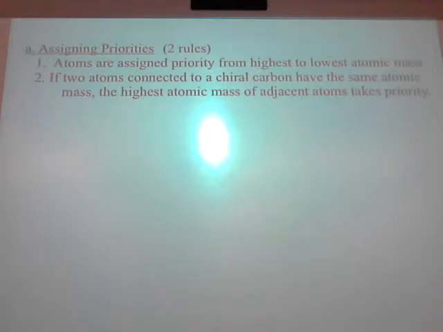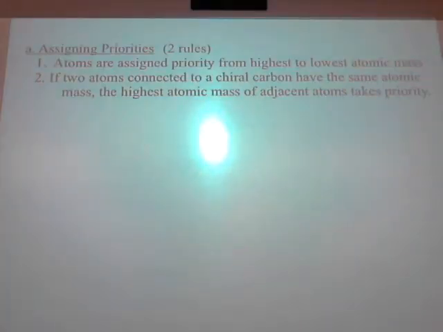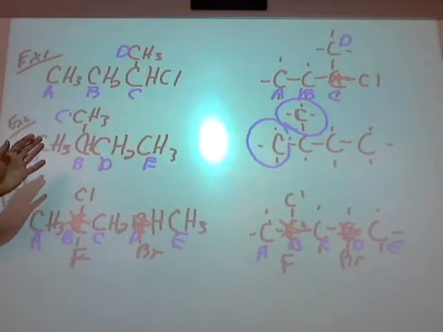So guess what? It's time to go back to those examples I just did and see if we can assign priorities to everybody that's around each of those chiral carbons. I'm going to put those back up here, and I want you, with me, to assign the priorities, going by heaviest to lightest atomic mass. All right, here we go. Actually, I have to get a fresh board to do this. There. All right, there are those same examples we just did.